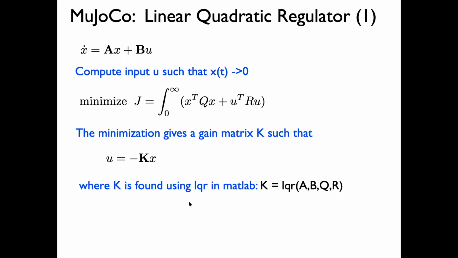Now, instead of looking at the equations which give you k, we'll use this command in MATLAB called lqr. The inputs are A, B, the system dynamics, and Q, R, the design matrices, and it'll give you K. And once you have the K in MATLAB, we can then put it in C and balance the pendulum.